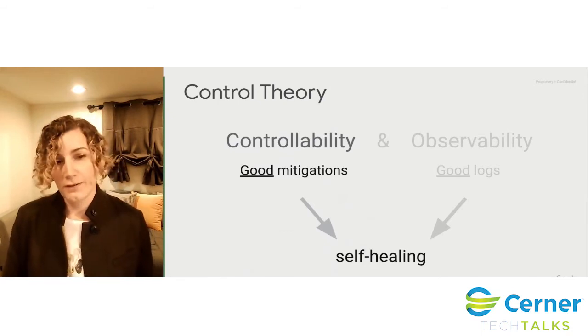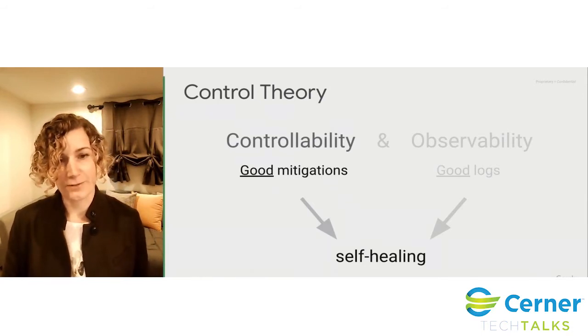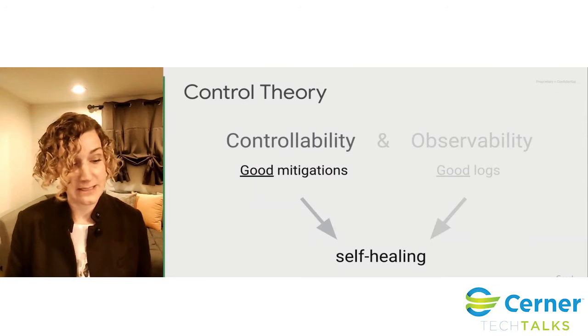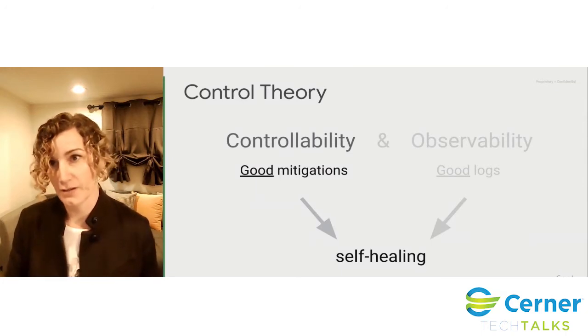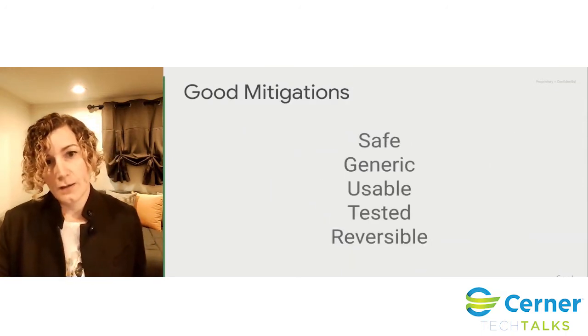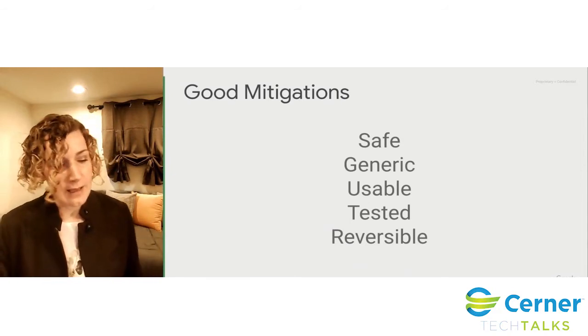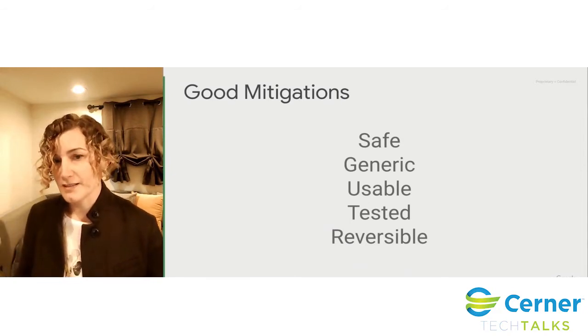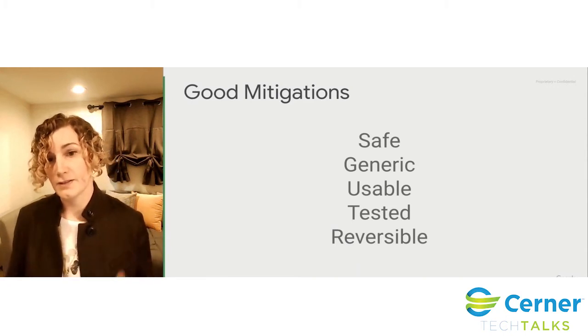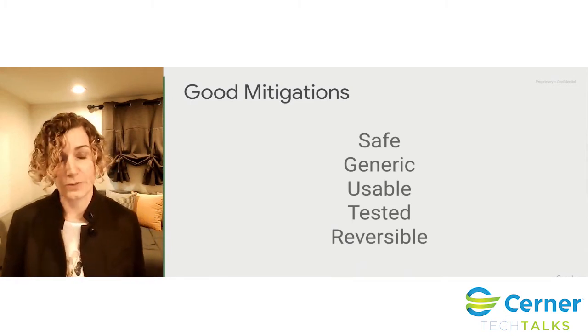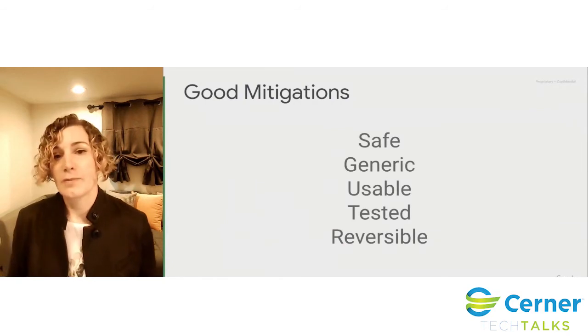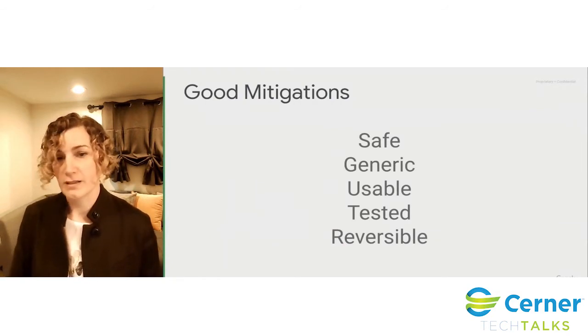So that's my quick little talk on observability. I'm going to move to controllability now, because that's what's really interesting to me as part of this conversation. To me, controllability means having good mitigations. And the characteristic of a good mitigation is it's safe, it's generic, it's usable, tested, and reversible. To put this all together, basically, I want to be able to run the mitigation without being afraid it's going to make the problem worse.